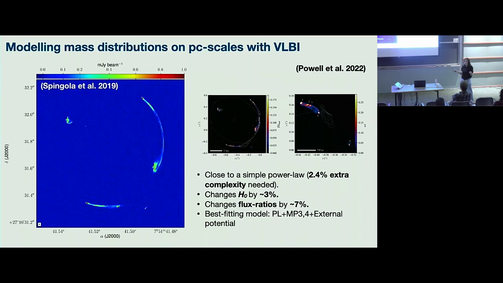Do you really need to model lenses down to 100%? And the answer is, to a certain extent, yes, because a small change of 2.4% in the complexity induces an error on H0 of 3% and an error on the flux ratios of 7%. Okay, so really getting the mass distribution of your main lens is fundamental for precision cosmology. Just to give you an idea, the model that best fits the data contains a power law, multiple angular structures of order 3 and 4, also an external potential because it's part of a group, and of course external shear.